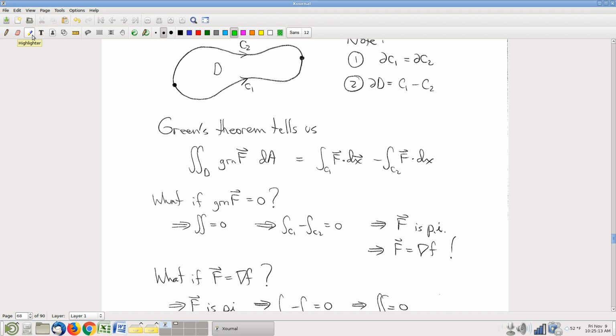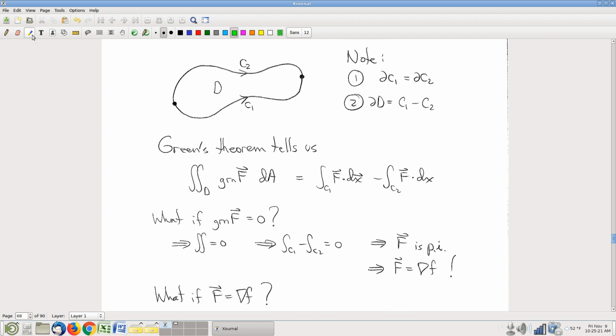Doesn't this only work because C1 and C2 are the exact opposites? Like, what if C1 was a little bit different than C2?